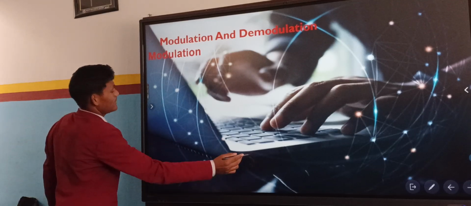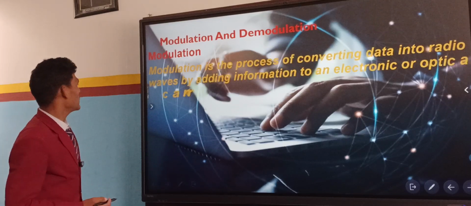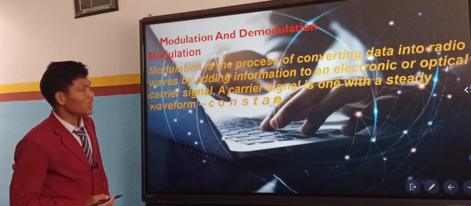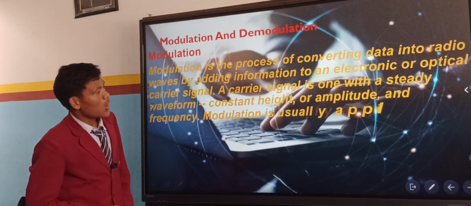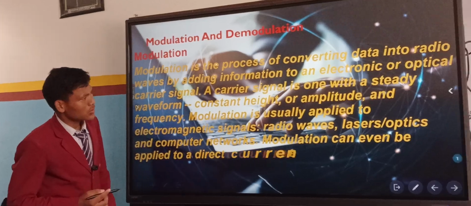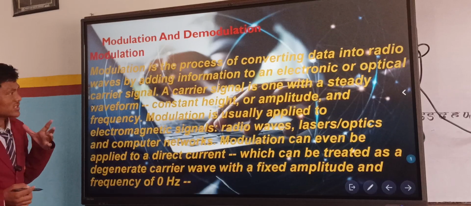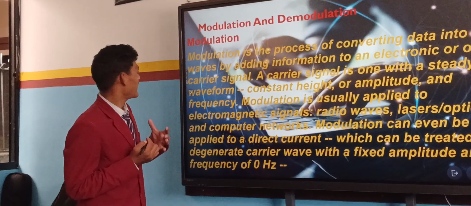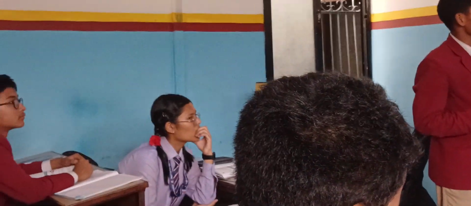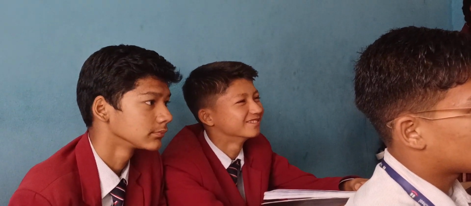The first one is modulation. Modulation is the process of converting data into radio waves by adding information to an electronic or optical carrier signal. A carrier signal is one with a steady waveform and constant height or amplitude and frequency.